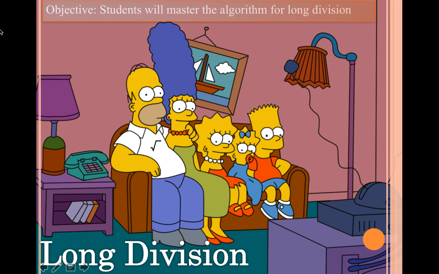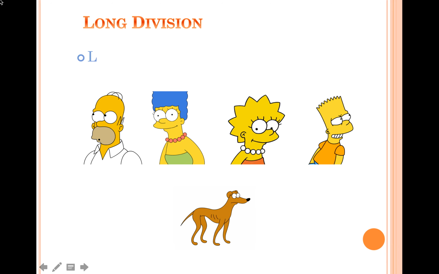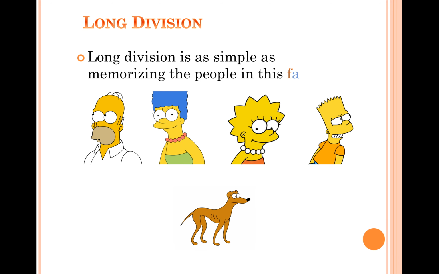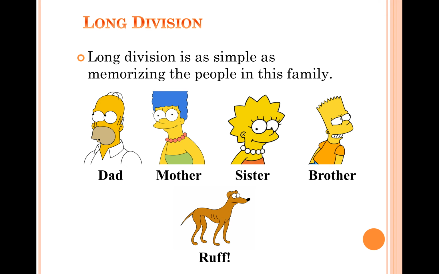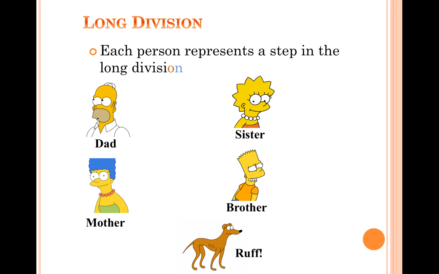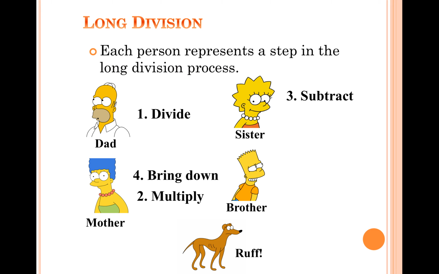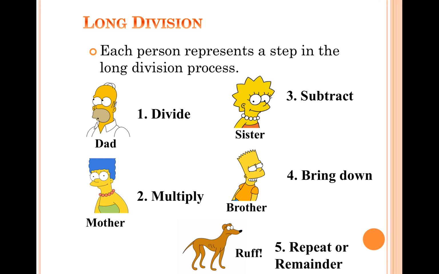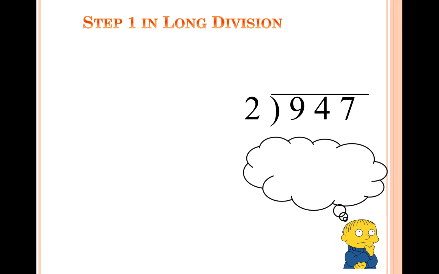All right, in this video, we're going to look at the algorithm for long division. So there's 5 steps in long division: divide, multiply, subtract, bring down, and then repeat or remainder. Dad, mother, sister, brother, rough. And again, these are the 5 steps. So we're going to see this in action.